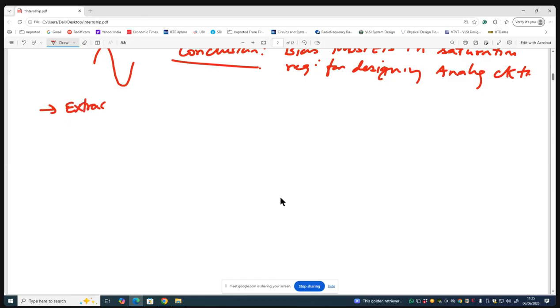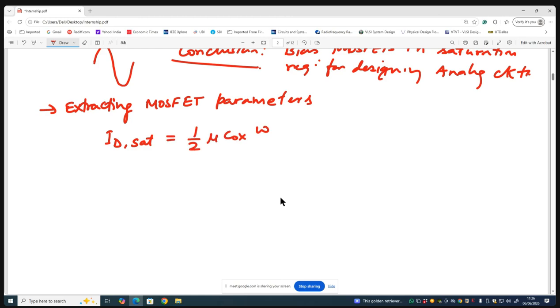extracting MOSFET parameters. You see the current equation in saturation. I will write ID sat rather; later we will use only the ID term. But for today, I shall write ID sat is equal to half mu Cox W upon L, VGS minus VTH whole square.